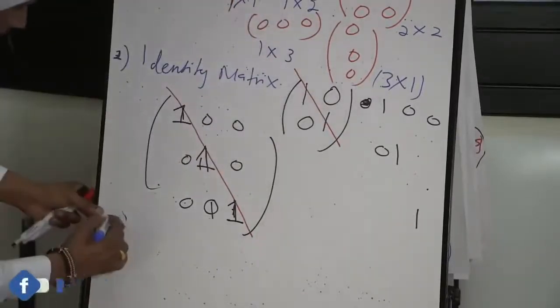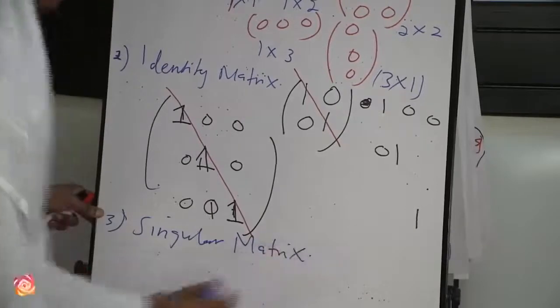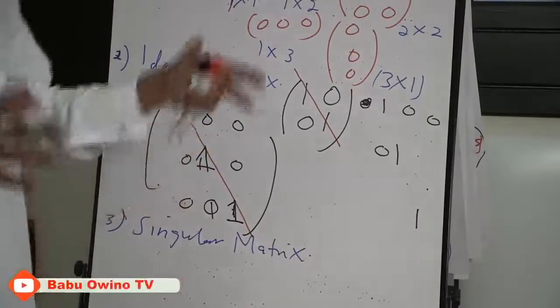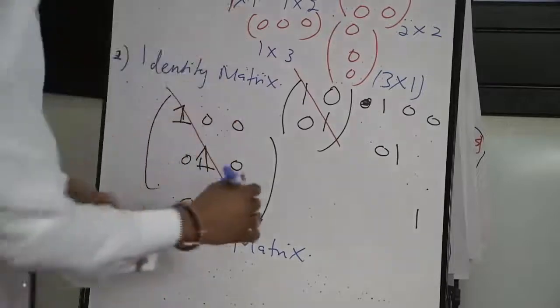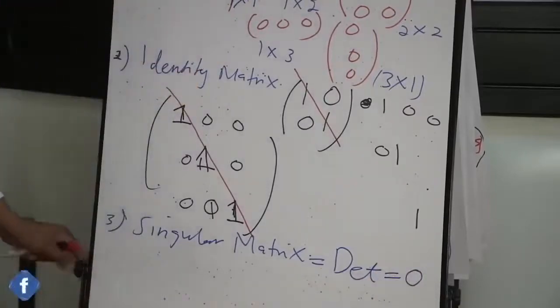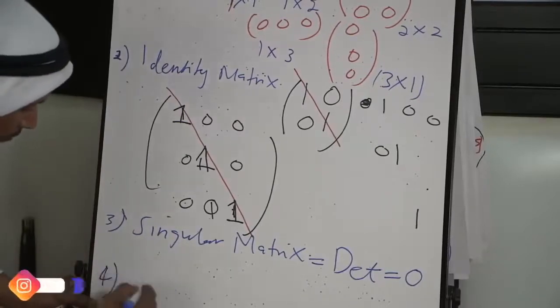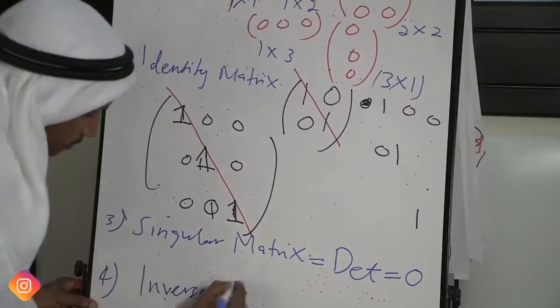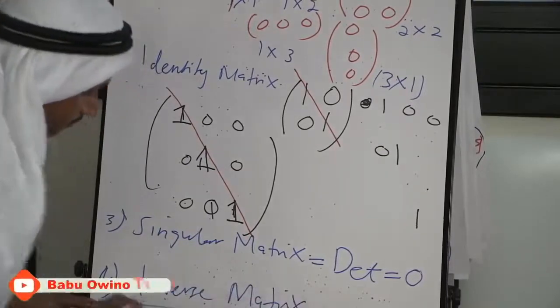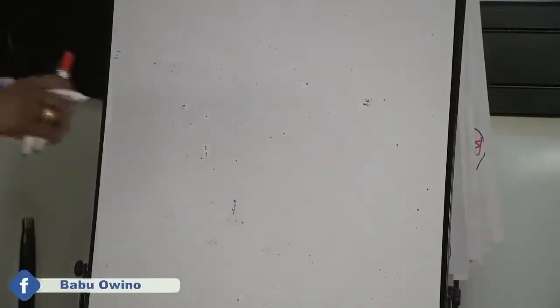The third one, we have the singular matrix. In a singular matrix, the determinant of that matrix equals 0. We'll also do an example on that. And lastly, number 4, we have the inverse matrix. So now we want to do something to do with the inverse of a matrix, and then we make comparison with the examples that I've given you.